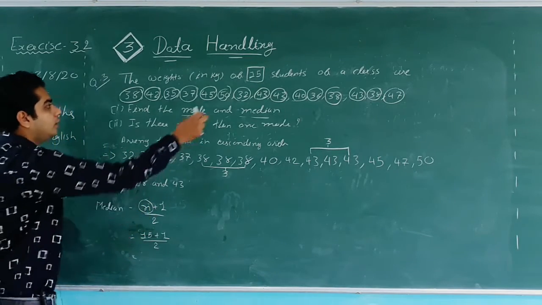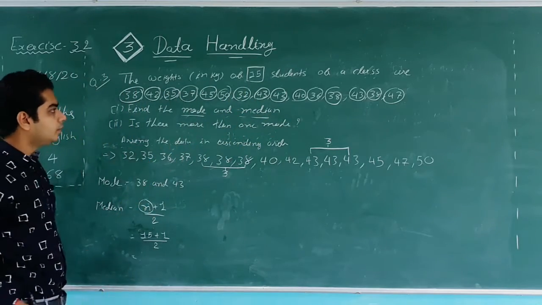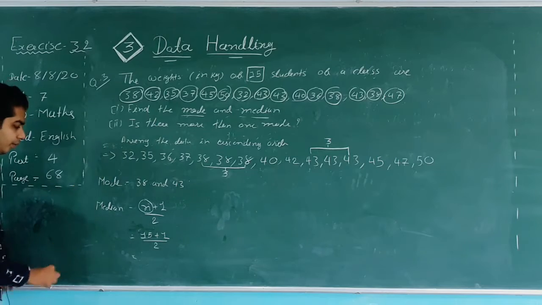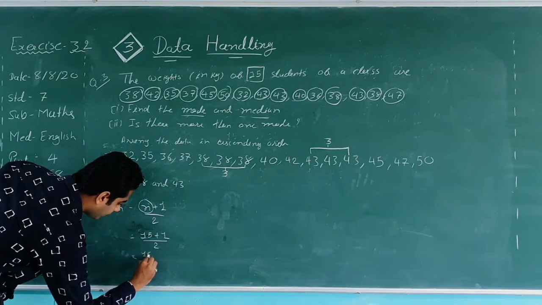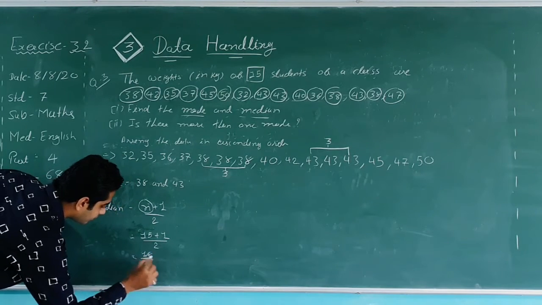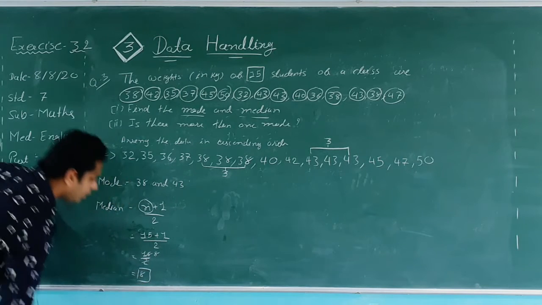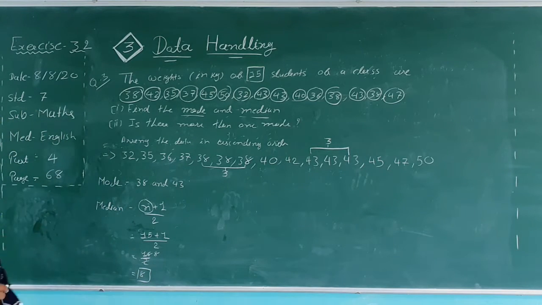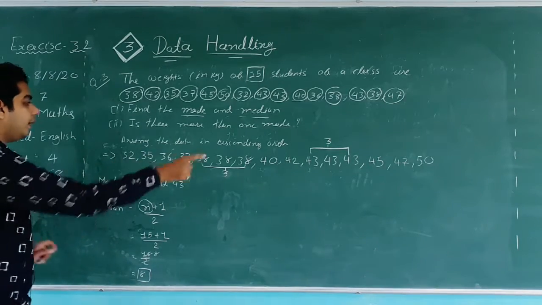What will be the value of n? That is our total data. How much data is given? 15 data is given, 15 weights of students. So 15 students' weights are there, so 15 plus 1 is what? 16 divided by 2. 16 divided by 2 is 8. If we divide 16 by 2 we get 8, 2 eights are 16. So 8 is not your median. The 8th number in the data is your median.